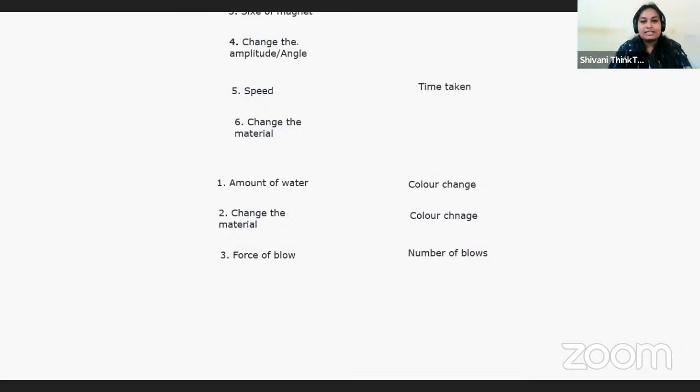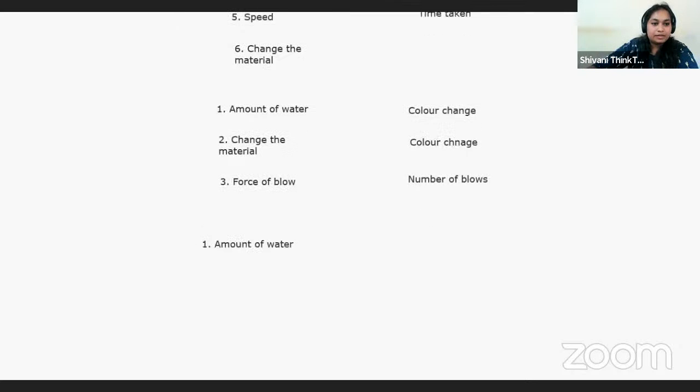Ma'am, the amount of water. In the starting, instead of filling in both, the amount of water in the dropper as well as the water bottle has to be filled to the brim. So is this independent or dependent? Independent. The amount of water. Okay, just do one thing.